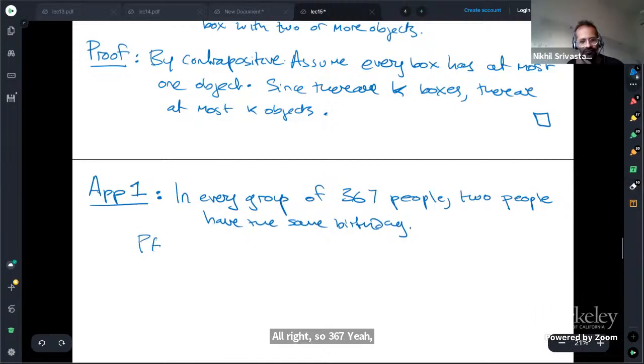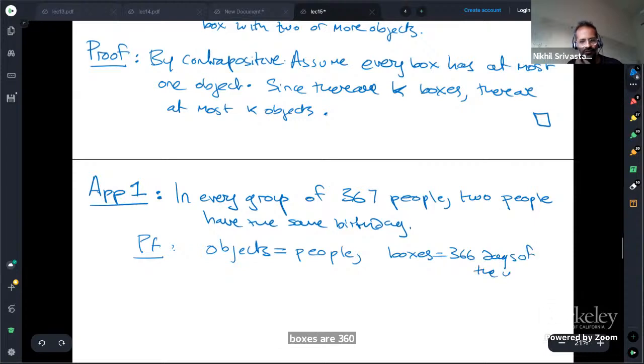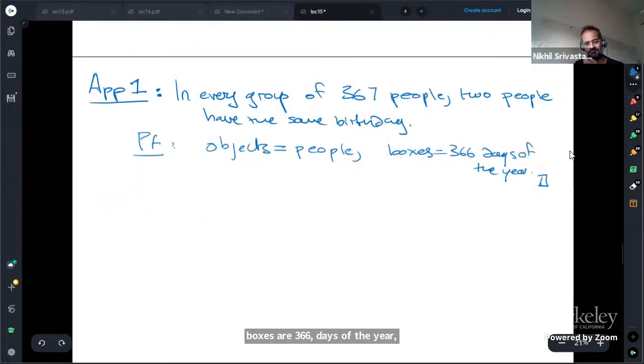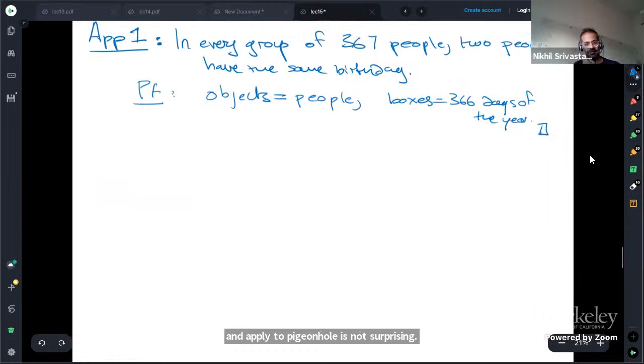So proof, the objects are people, boxes are the 366 days of the year, and apply the pigeonhole principle. Okay, not surprising. Okay, let's see something a little more interesting.